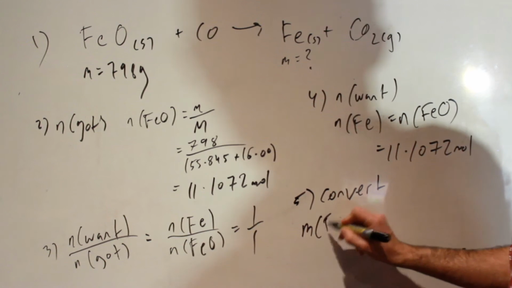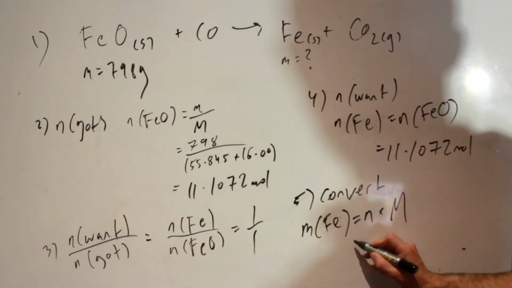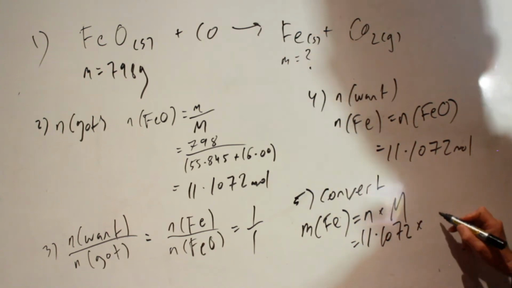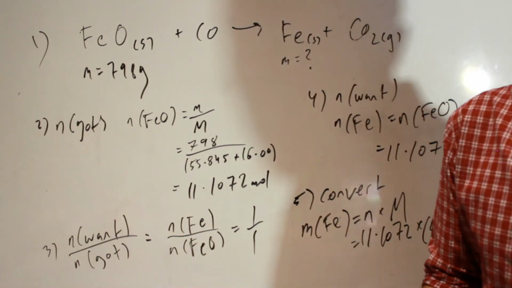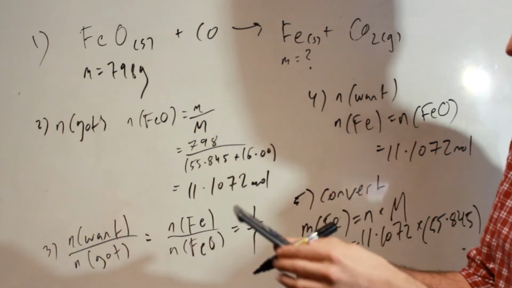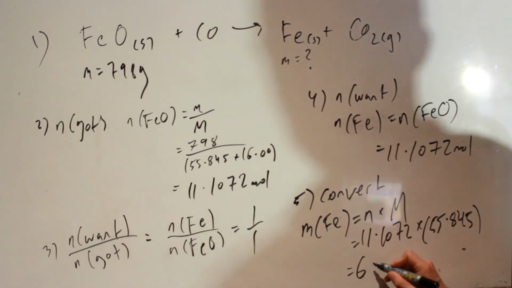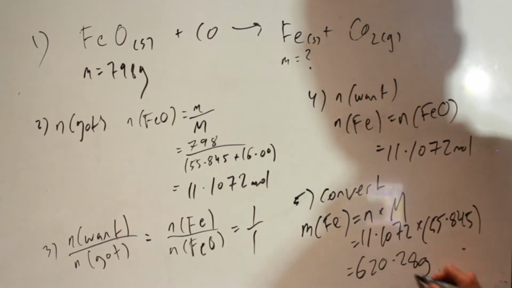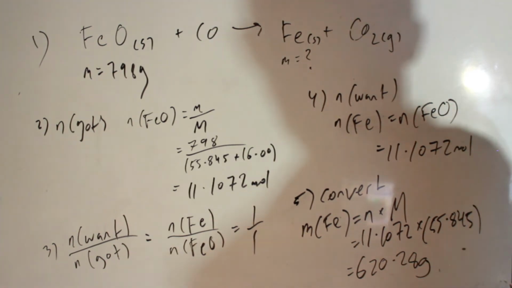So we get the mass of the iron is going to be equal to the number of moles of the iron times by the molar mass of the iron. Number of moles is equal to 11.1072 times that by the molar mass, 55.845. I haven't rounded anything yet, I've still got all my decimal places in the calculator here, so I just times that by 55.845, and that gives me an answer of 620.28 grams. Remember the units. Okay, so we've got our answer here, 620.28 grams.